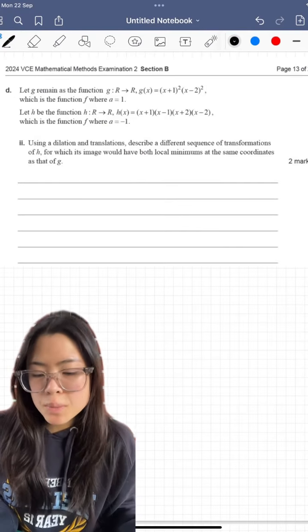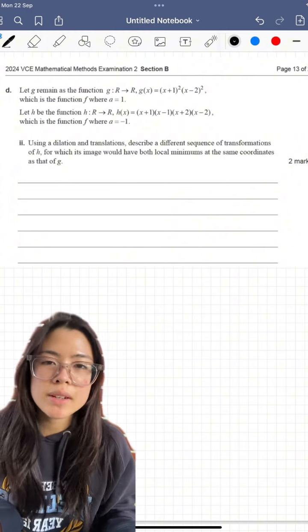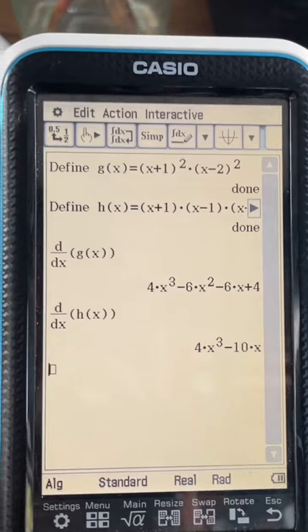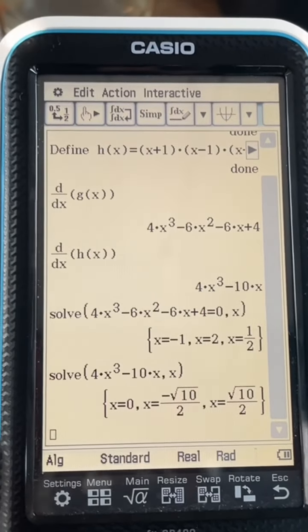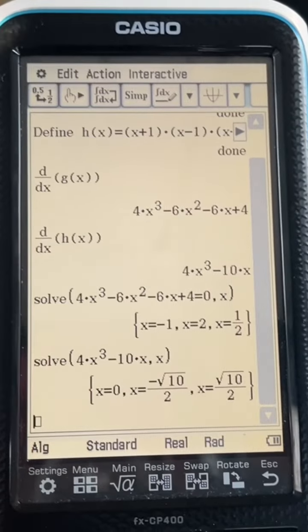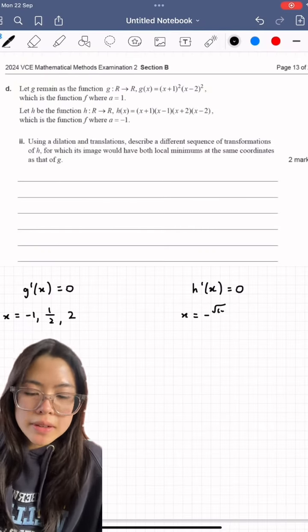Next, we want to find the local minima of g and h, and to do that, we have to find the points where the derivatives of g and h equal 0. Using our CAS, we can find the derivatives. Then using the solve function, we can find the x-coordinates for which the derivatives equal 0. This is where local minima and maxima will occur. g and h have both given us 3 values of x for which the derivative is equal to 0.